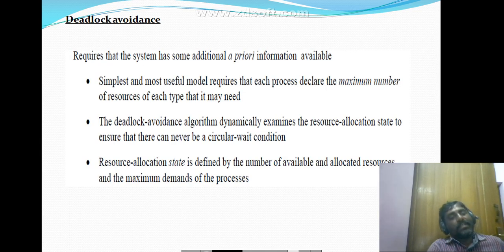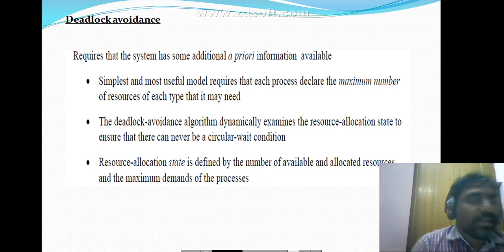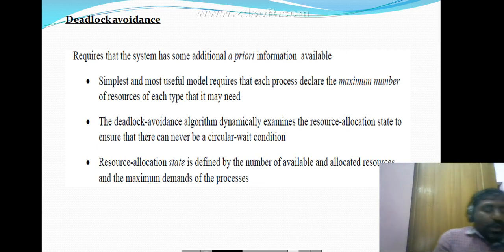Next is deadlock avoidance. After completion of deadlock prevention, we are going to talk about deadlock avoidance. In deadlock avoidance, we try to give resources to the process, and whenever we give resources to the process, we check whether it is a safe situation or not.